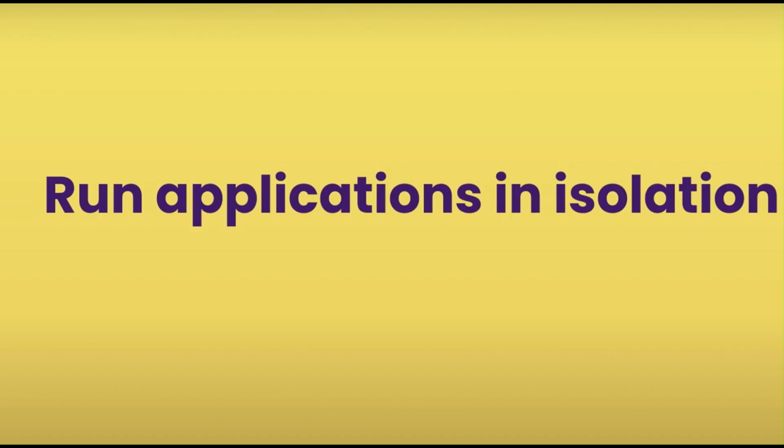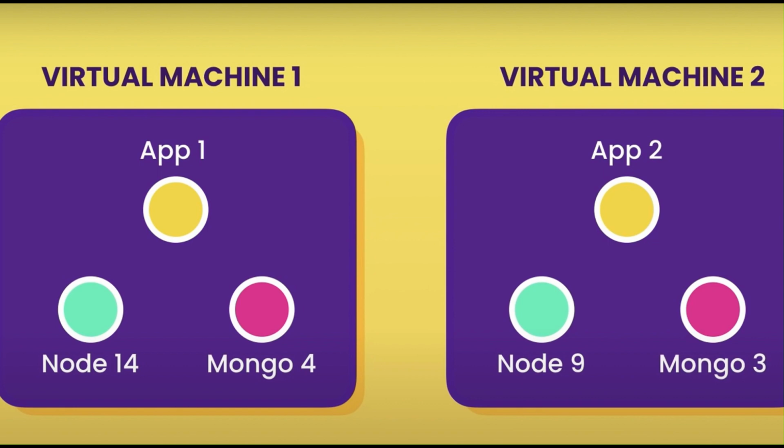For us software developers, we can run an application in isolation inside a virtual machine. So, on the same physical machine, we can have two different virtual machines, each running a completely different application, and each application has the exact dependencies it needs. So, application 1 uses Node version 14 and MongoDB version 4, while application 2 uses Node version 9 and MongoDB version 3. All these are running on the same machine but in different isolated environments.